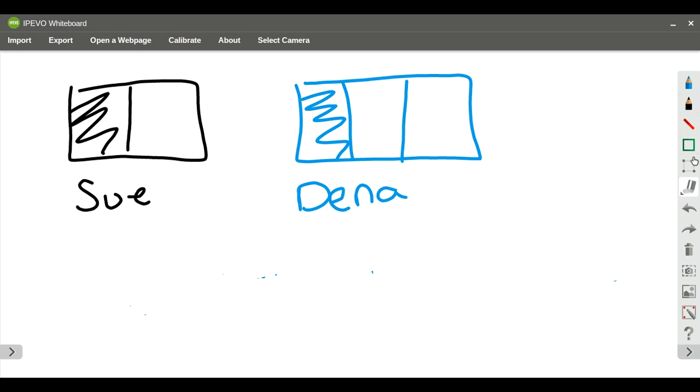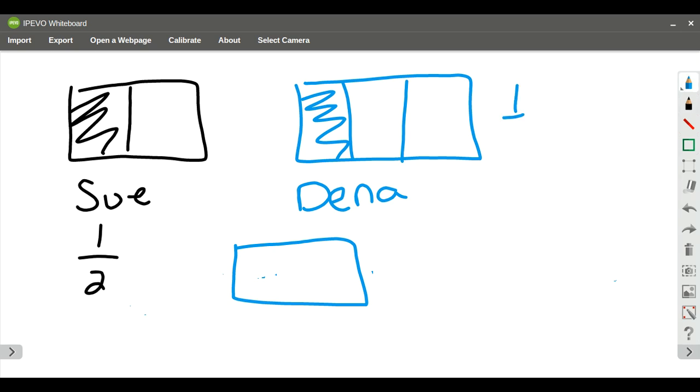So the question that we are going to be looking for is how could I cut one pan of cornbread, because they have to share, so that they each get the size portion that they want? So when we look at this, we're really looking at common denominators. Sue right now, if you look at the part that she has shaded in, has 1 out of 2 pieces shaded in. Dina has 1 out of 3 pieces shaded in. So really what we're looking for is a common denominator for halves and thirds.